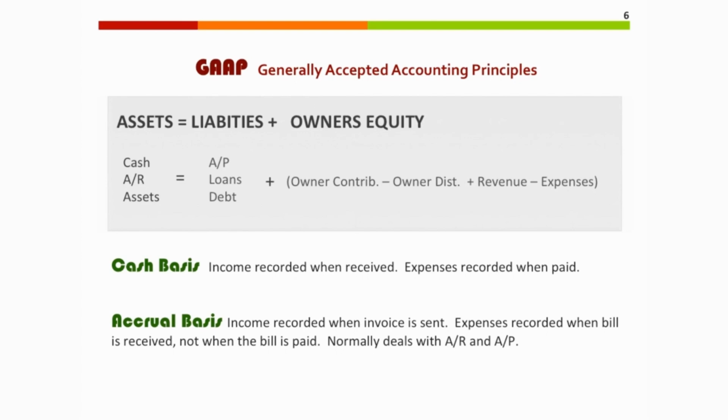Let's also talk for a moment about the difference between cash basis and accrual basis accounting, because when you set up QuickBooks, you'll have to decide which one your business operates under. Cash basis means that you record income when you receive it and you record expenses when you pay them. Accrual means that income gets recorded when the invoice gets sent to the customer. Expenses get recorded when the bill is received, not when the bill is actually paid. So accrual normally deals with accounts receivable and accounts payable.